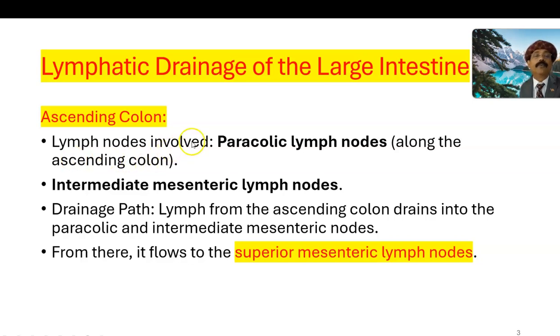Ascending colon lymph nodes involve paracolic lymph nodes along the ascending colon and intermediate mesenteric lymph nodes. Lymph from the ascending colon drains into the paracolic and intermediate mesenteric nodes. From there, it flows to the superior mesenteric lymph node.